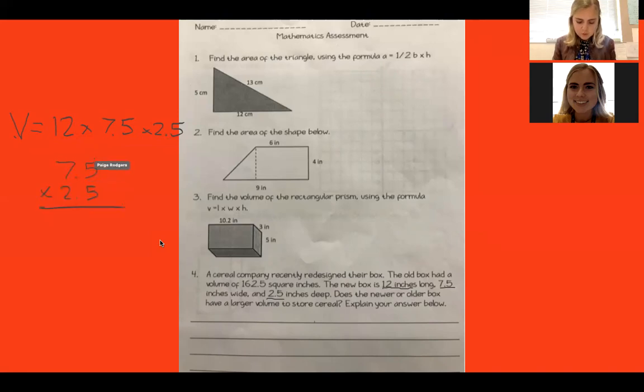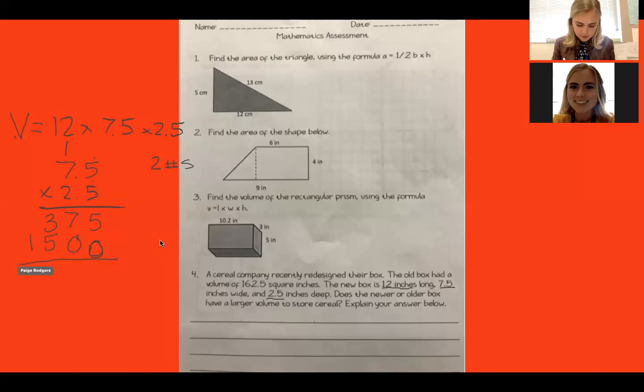So there's 2 numbers after the decimal points, so 2 numbers after the decimal points in my answer. 5 times 5 is 25. 5 times 7 is 35, plus 2 is 37. Then I add a 0 when I multiply each of the numbers by 2 because it's like I'm multiplying by 20. So 2 times 5 is 10. 2 times 7 is 14, plus 1 is 15.